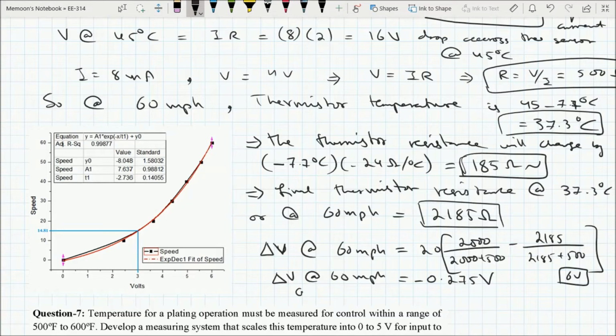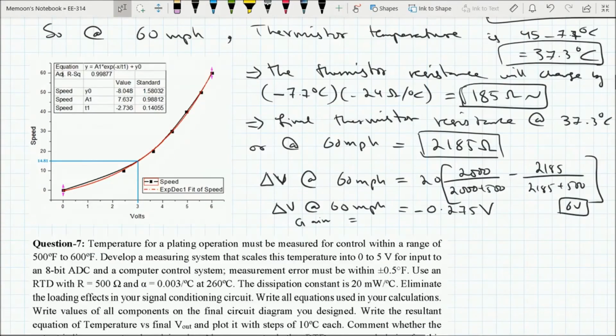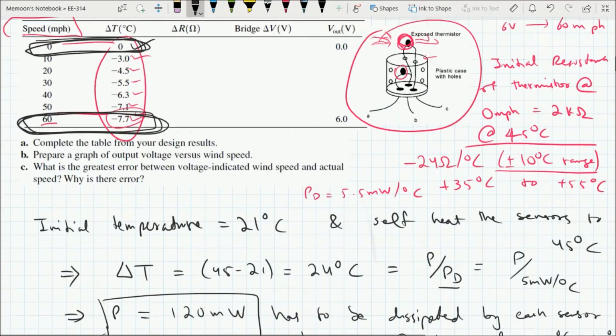So the required gain will be simply equal to 6 over negative 0.275, and that is equal to approximately 22. So this is the gain of a differential amplifier. And using the same formulae, you can fill out this table.